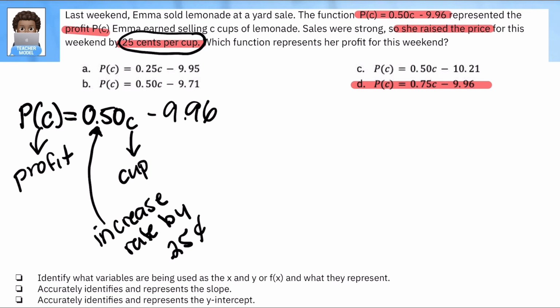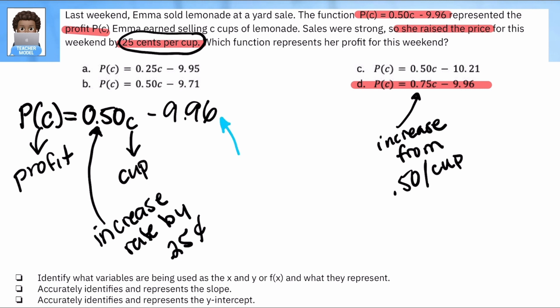So what that means is instead of 50 cents, you're just going to add another 25 cents to it, and that's why you get P of C is equal to 0.75C, and that represents an increase from 50 cents per cup. All right, great job. I do have a follow-up question.